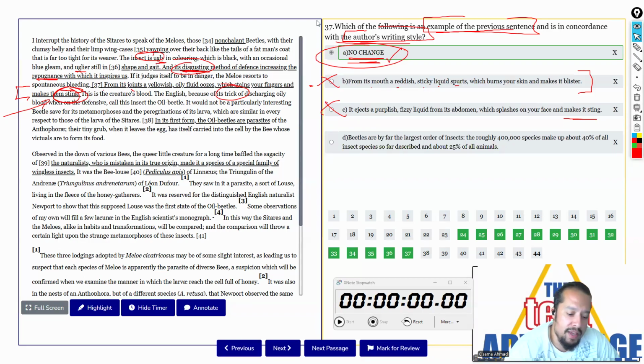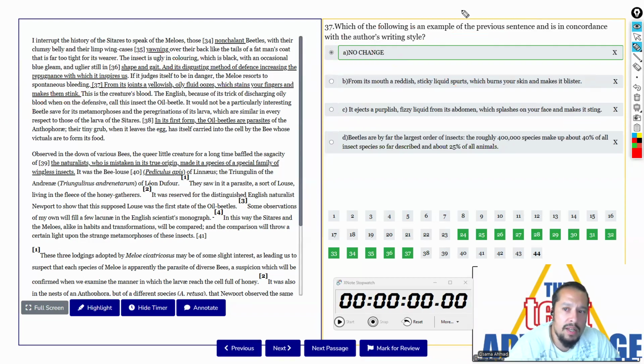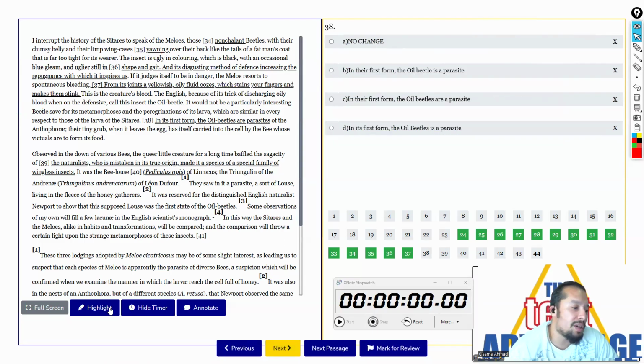So here we go with answer A. Number one, it is an example. Number two, it follows the style. You have to be sure to follow the answer. When you have two answers that look similar or seem right, make sure you go back to the question and identify the choice that answers the question.